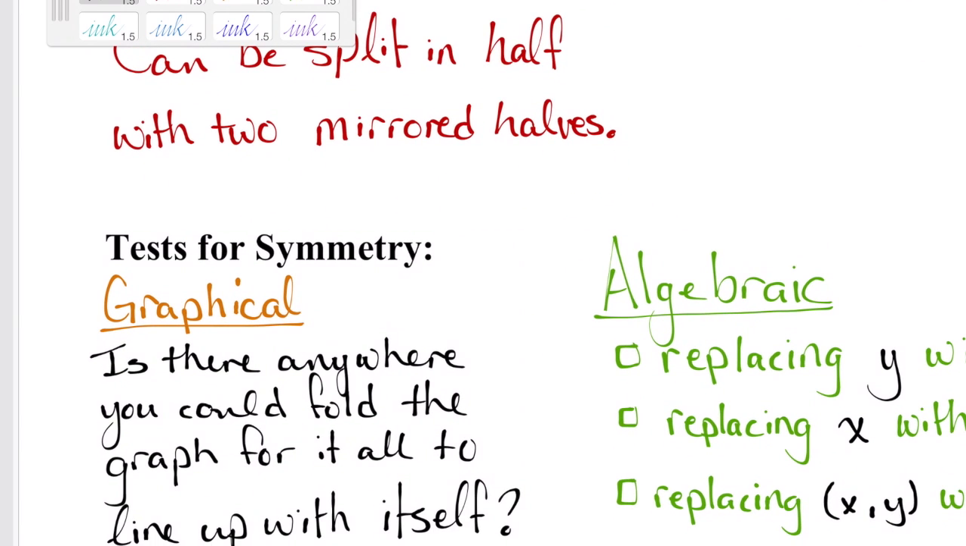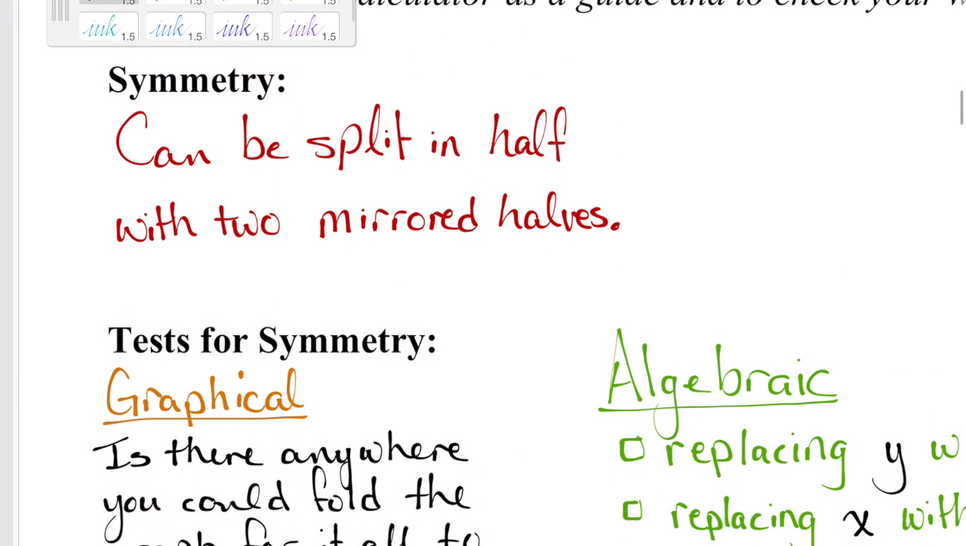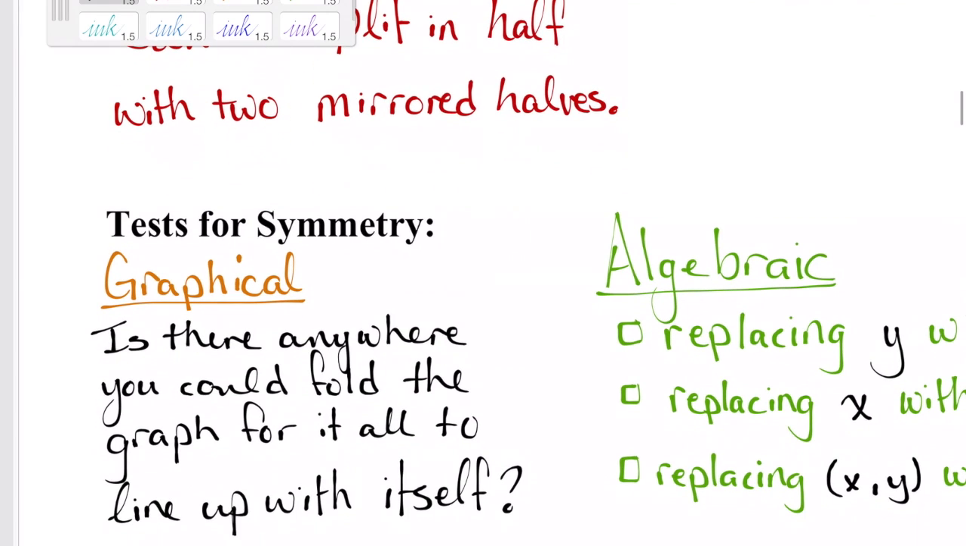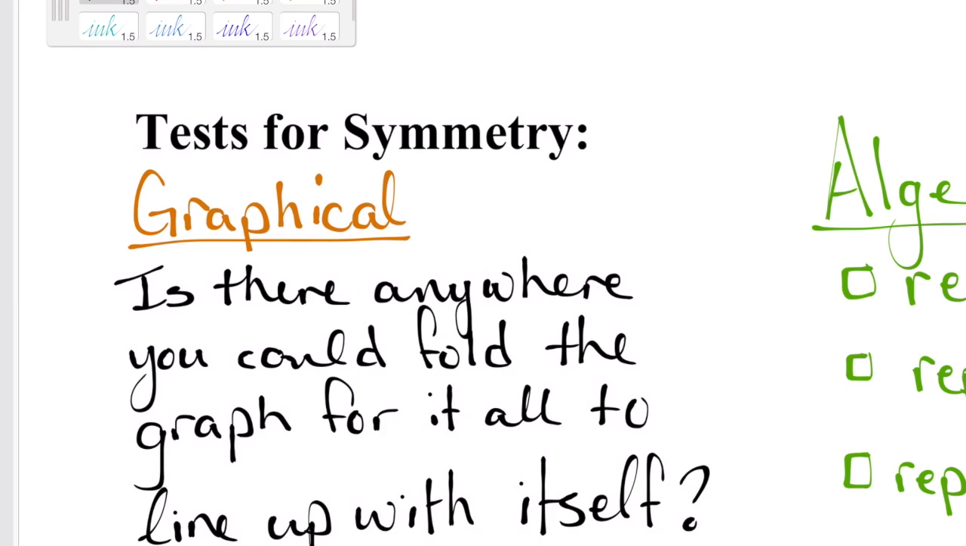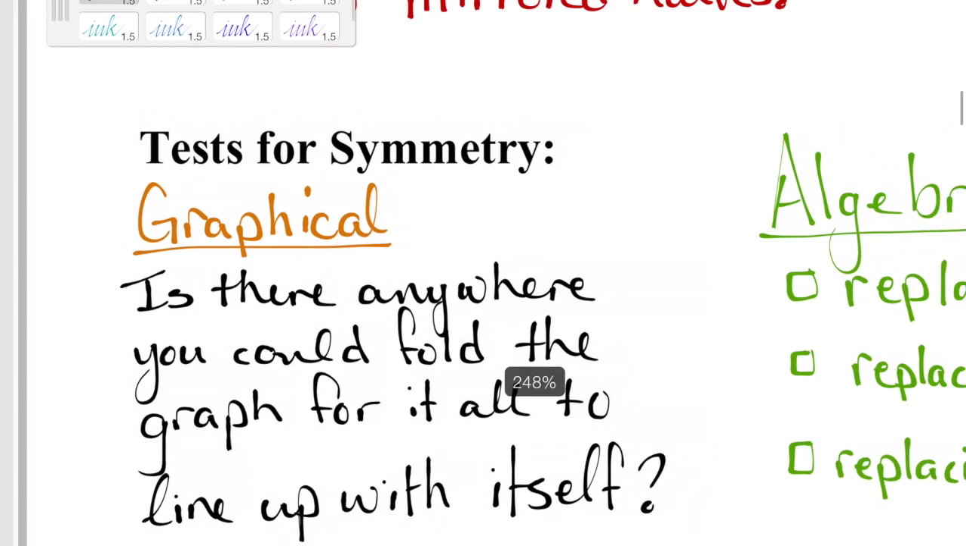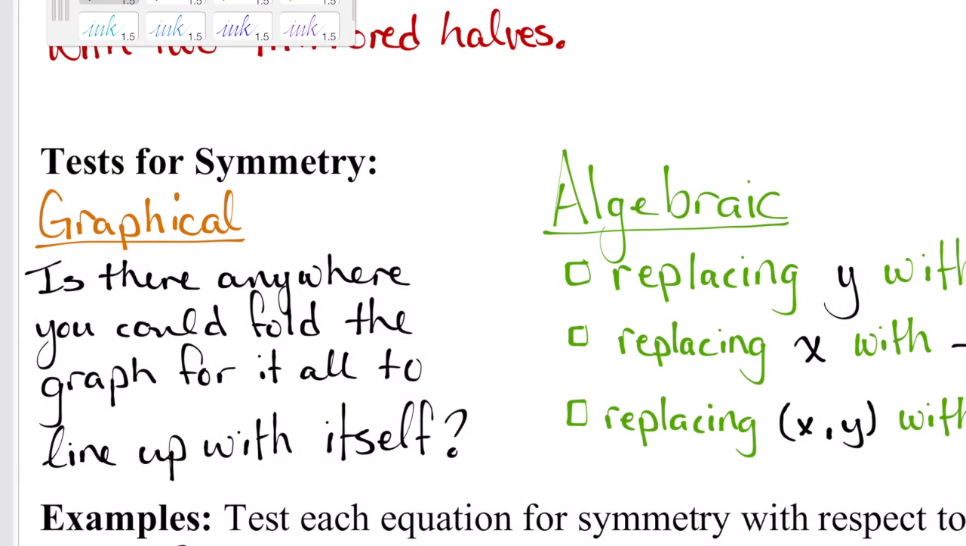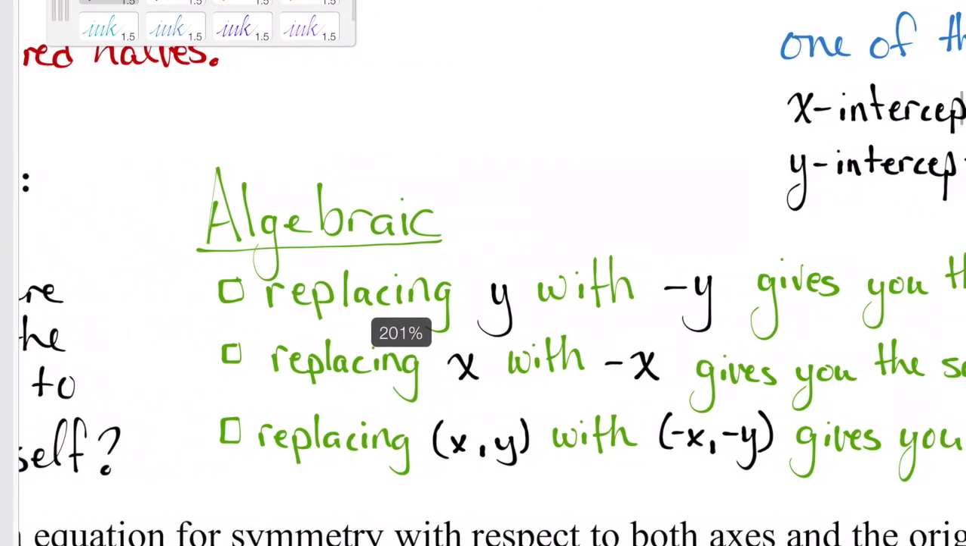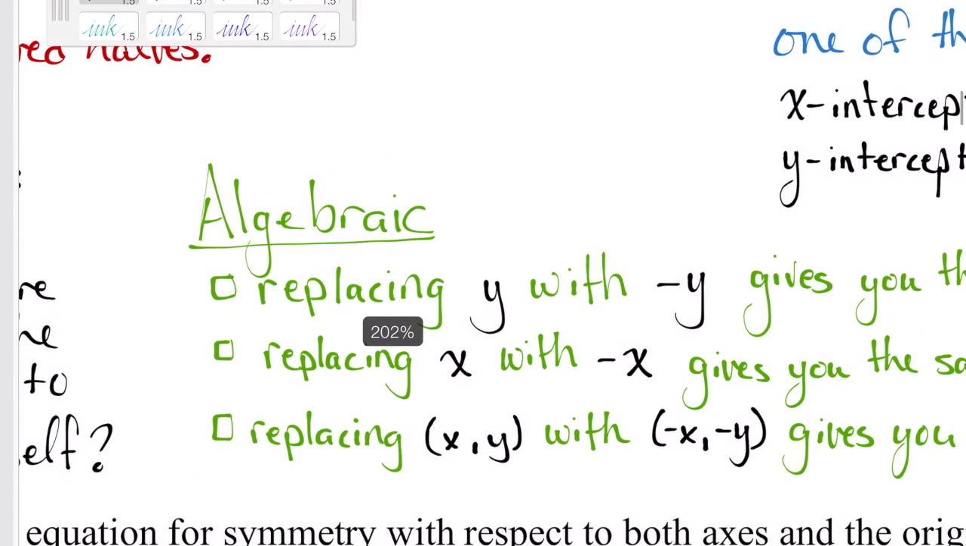I personally am a visual learner, and so I like to just look at it. If I can see where I could cut it in half and then the sides would all meet up, then I know it's symmetric. If I don't see that, then I know it's not. I don't necessarily do it the algebra way, but I'll show you both. So graphically, if there's anywhere you could fold the graph and the two halves would meet up with each other, then you know it's symmetric. That's my test for that. There was one that was really complicated in the book, and I'm not going to do that.